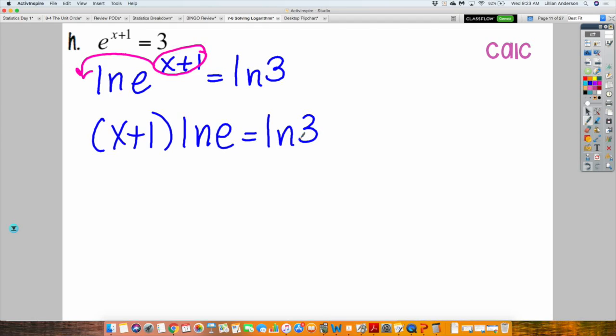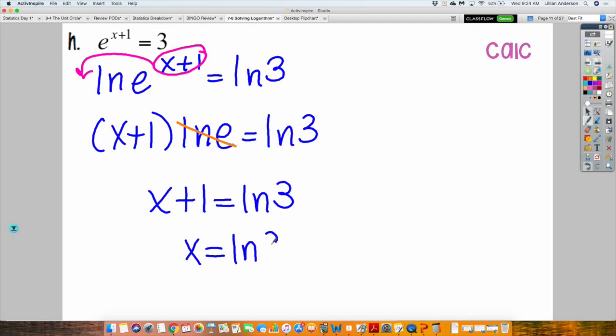Now let me tell you how nice ln and e are together as a pair. They're opposites of each other. They basically undo each other. So if you have an ln and an e together, they cancel out. Anytime you have ln e together, they cancel out. So then you really are just left with x plus 1 equals ln of 3. How do I solve for x? So then x equals ln 3 minus 1, and that's what we type into our calculator.